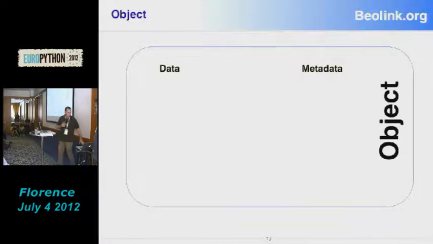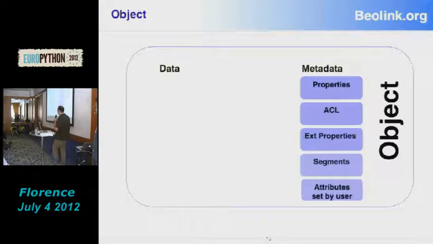In the metadata you have a lot of elements. The properties are more or less the same properties that you have today in an inode. You have ACLs. You have extended properties. For us, the extended properties are some very specific properties, like how many times you can read your object per second, or what kind of content type the object is, and many others. And also the user can define their own attributes.